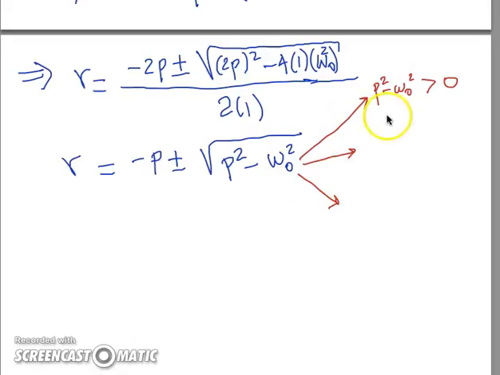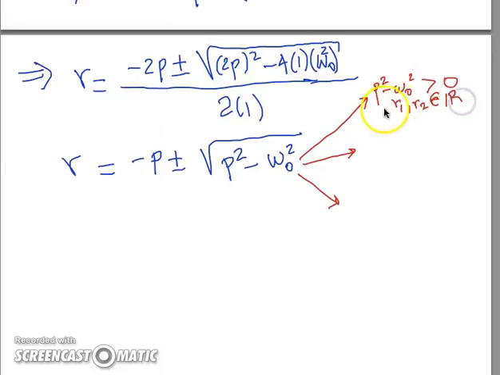So if p squared minus omega 0 squared is positive, then we have two distinct roots. Here we'll call them r1 and r2. They're not identical to each other, and they actually have a zero imaginary part.